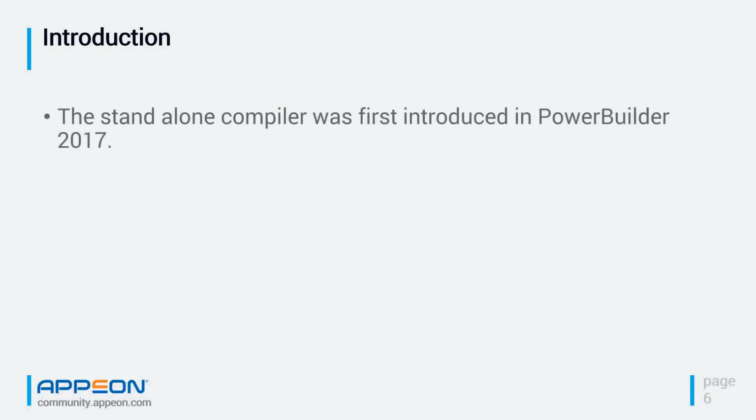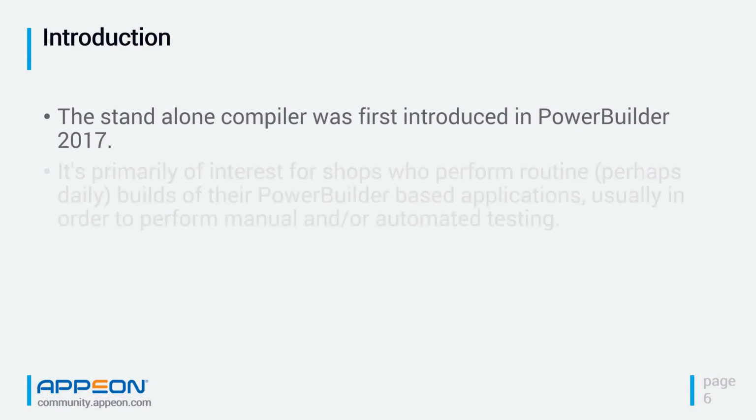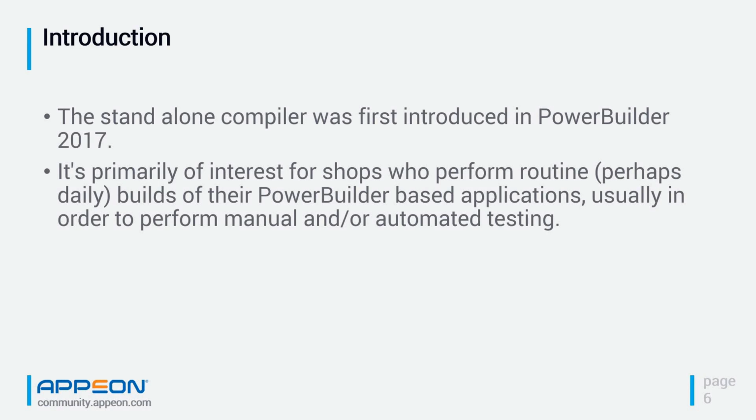Okay. So the standalone compiler was first introduced in PowerBuilder 2017, not R2, just the original 17. What it's primarily used for is for shops who perform routine, perhaps daily builds of their PowerBuilder applications. And usually you want to do that, well, first of all, to make sure you get a good compile, but also if you're doing any manual or automated testing.